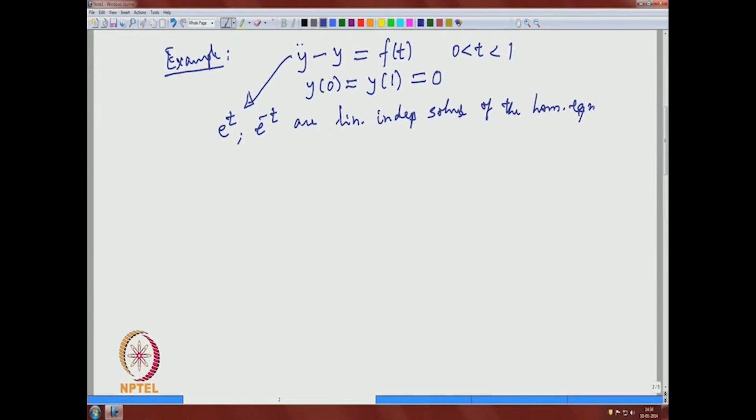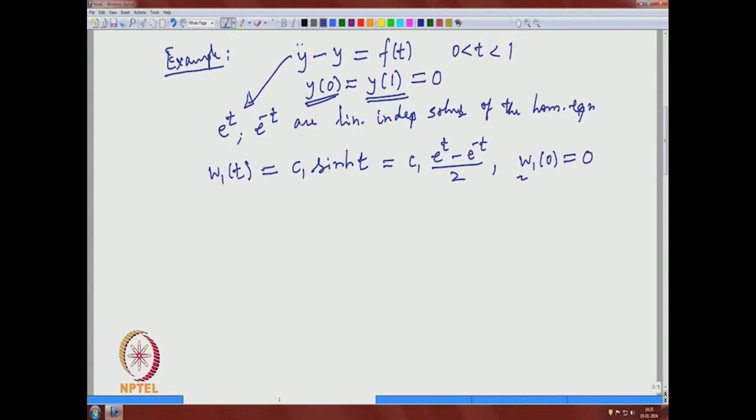Okay. And we have to construct two linearly independent solutions satisfying boundary conditions at different points. If you just look at the boundary condition here, w1(t), which is a linear combination of e to the t and e to the minus t, we want that to vanish at 0. So, one that is easily found is sinh t. This is sine hyperbolic t. You all know this, but let me just write that. And you see that w1(0) is 0. So, that is a solution of the homogeneous equation and it satisfies this boundary condition.